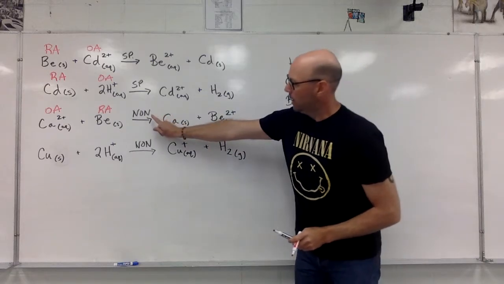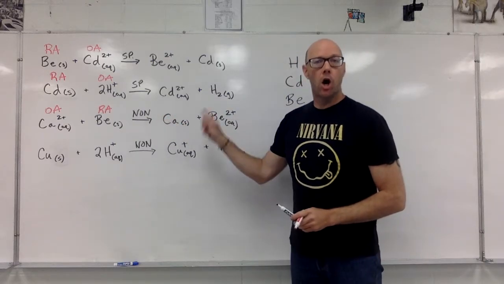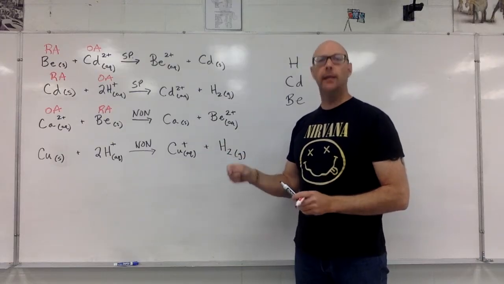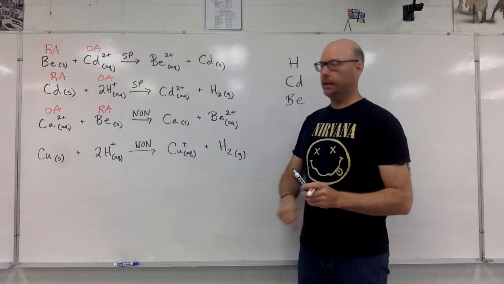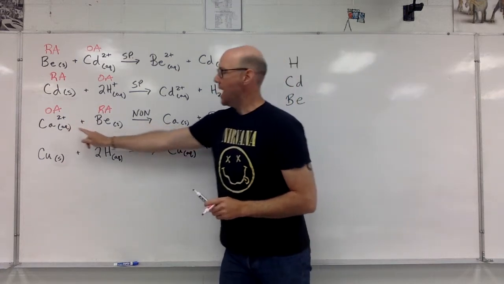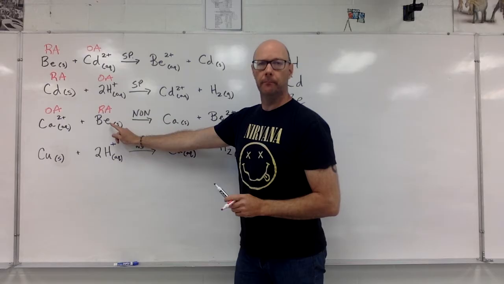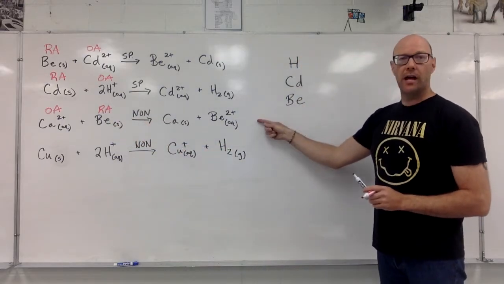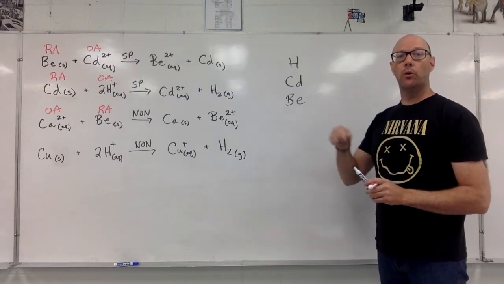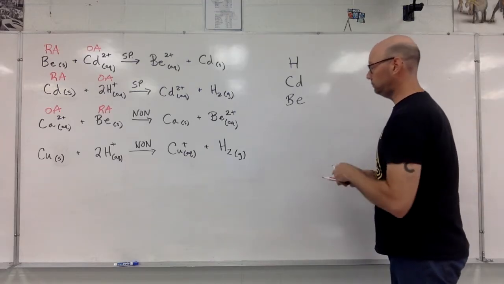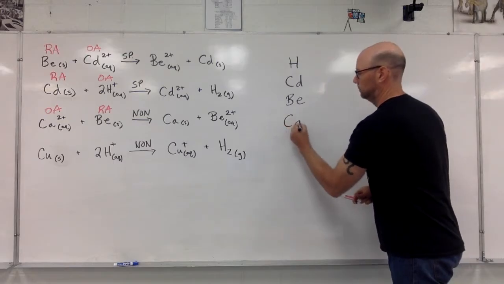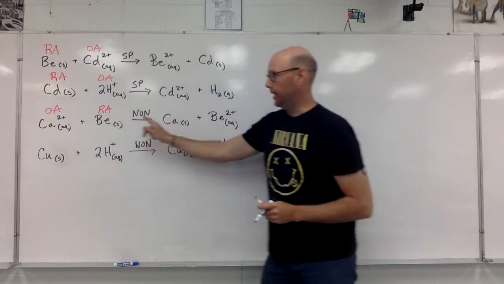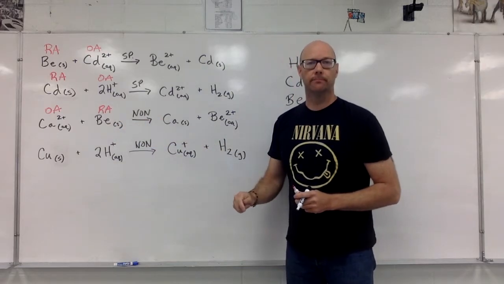This time, the question is letting me know that this is a non-spontaneous reaction. If it's non-spontaneous, the OA is below the RA. So this is saying that calcium is below beryllium. I'm starting to work out the order, and this third reaction says the calcium is below the beryllium. The OA is below the RA in a non-spontaneous reaction.